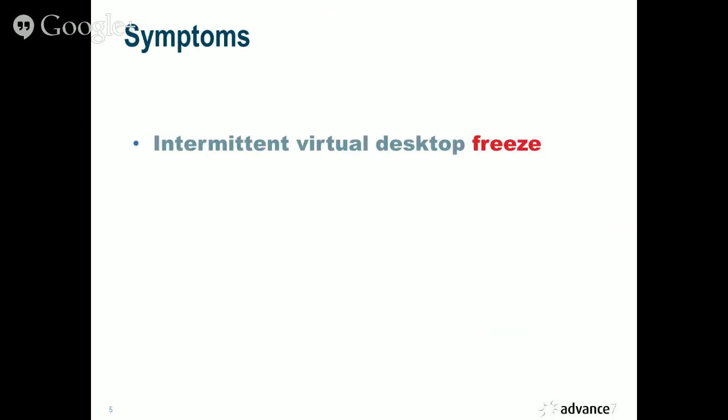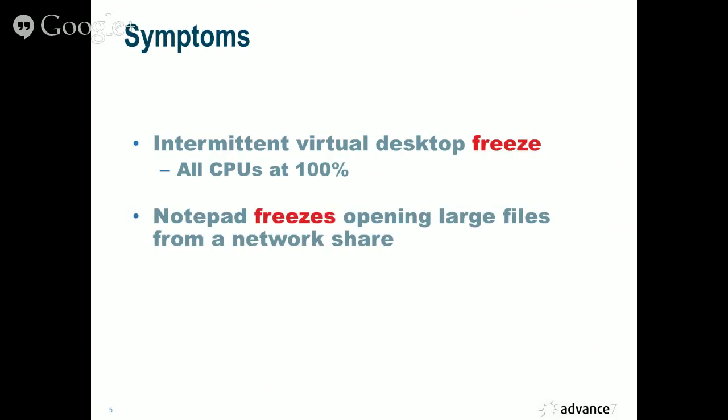Now, the symptoms that the customer had were twofold. Intermittently, the desktop for the users would freeze, so they couldn't use any applications. And when that happened on the XenApp server, all the CPUs would max out at 100%. And the second issue was that they noticed that if they opened a large file from the network file servers using Notepad, Notepad would freeze for a period of time, and that too would cause 100% CPU usage on one CPU of the server. Now, we entered this at a late stage. They'd already decided these two issues were linked, and it was decided that we would investigate the Notepad problem, mainly because the Notepad problem you could recreate at will, whereas the other problem was more intermittent.